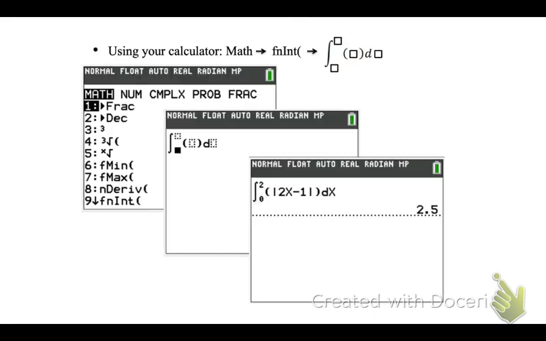Okay, so you can check these in your calculator, and I think I've shown you this before. Under math. Take out your calculator and see if you find it.